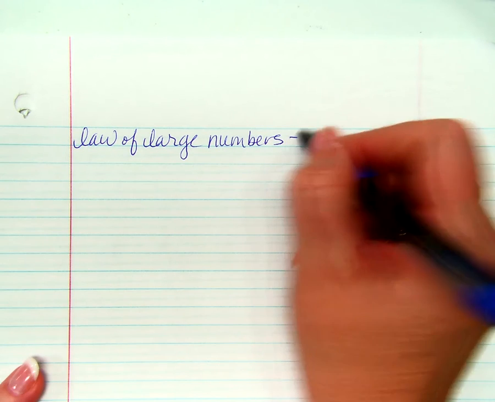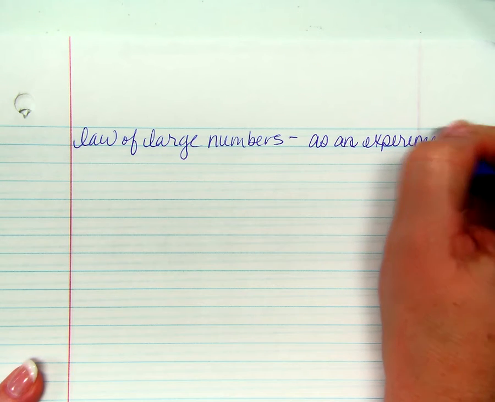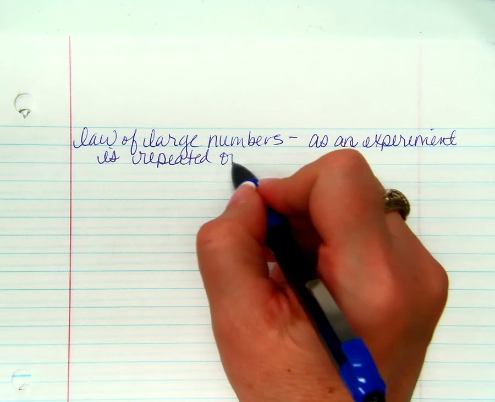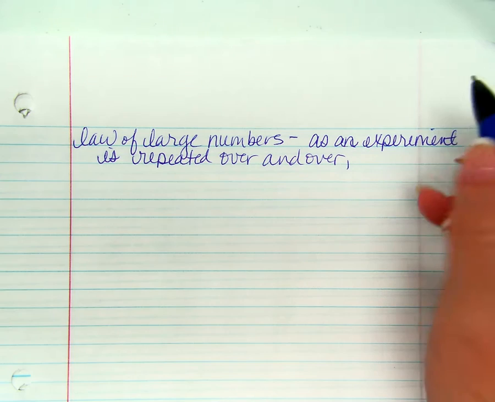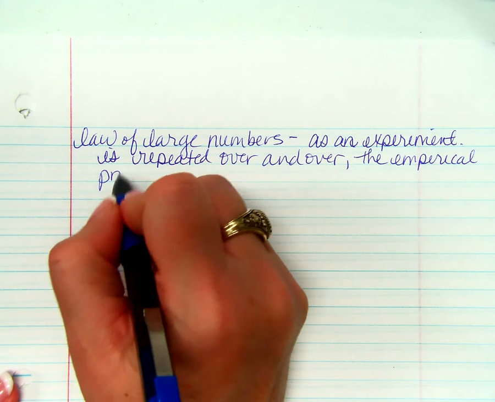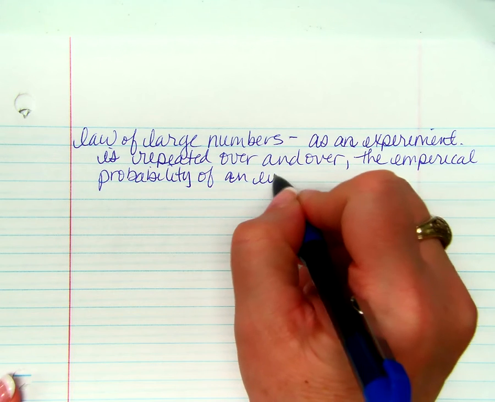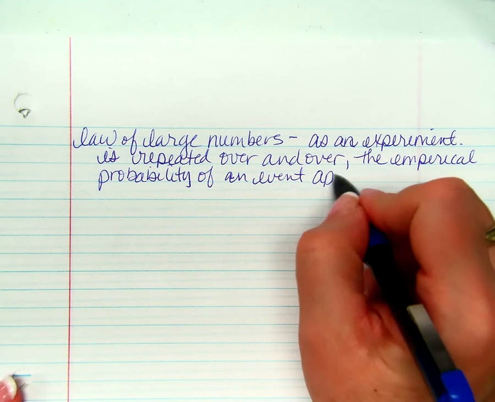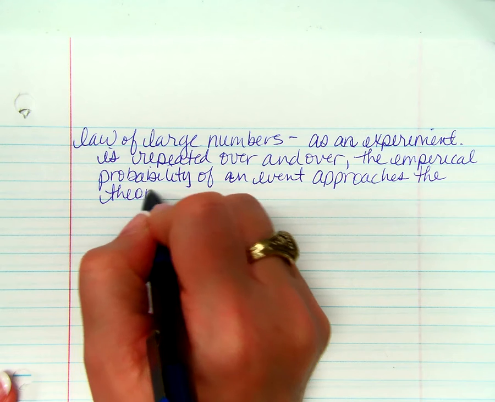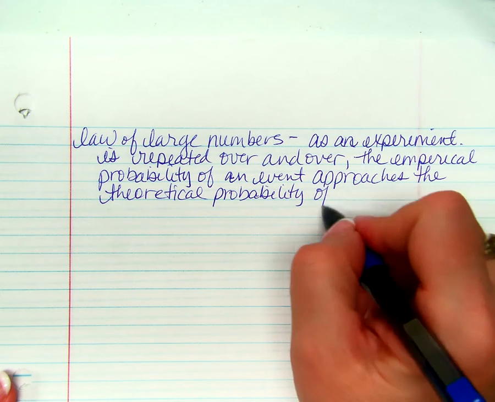So the law of large numbers says, as an experiment is repeated over and over, the empirical probability of an event approaches the theoretical probability of the event.